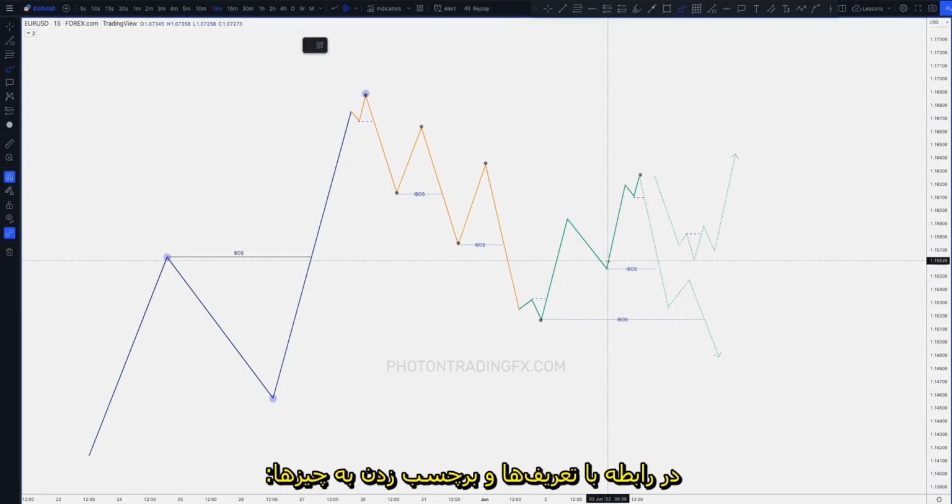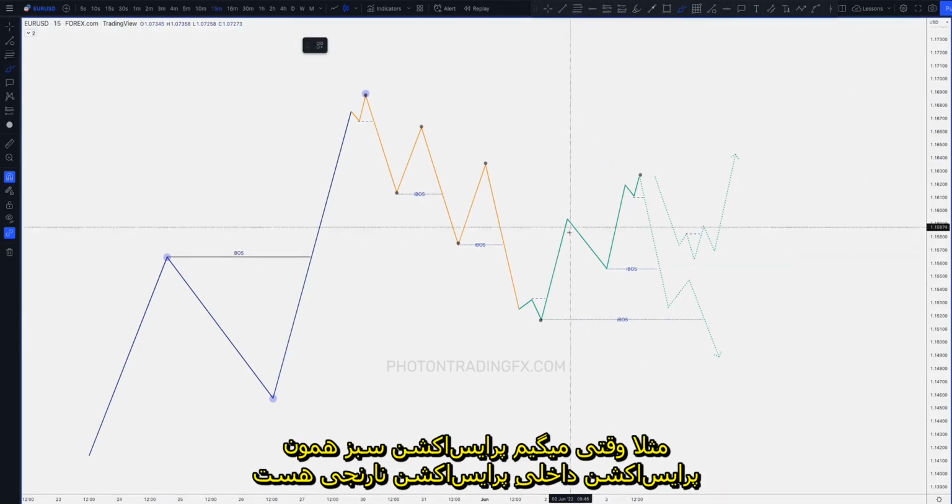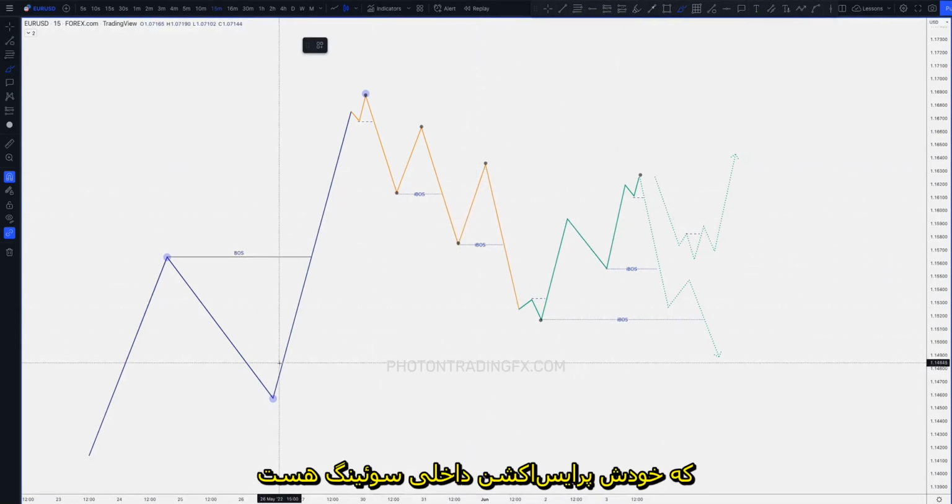Now, in terms of definitions and how we're going to label things, because I appreciate there's a lot of variables and it gets confusing when you're saying the green price action is the internal price action of the orange price action, which is the internal price action of the swing.